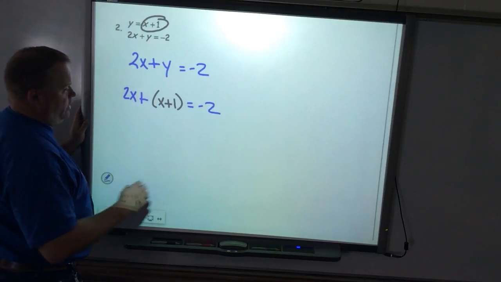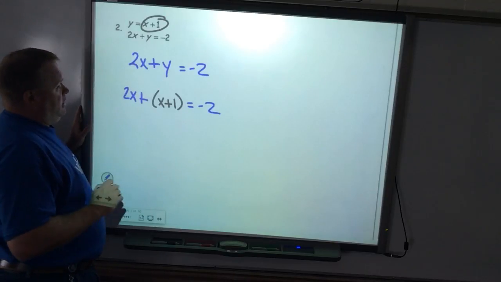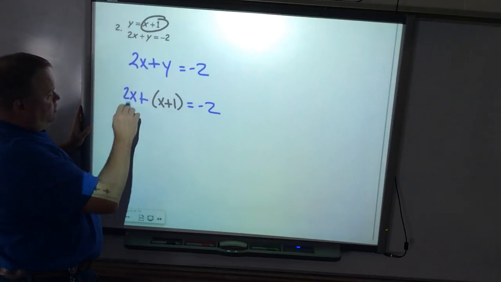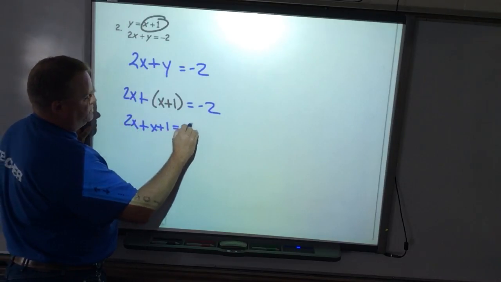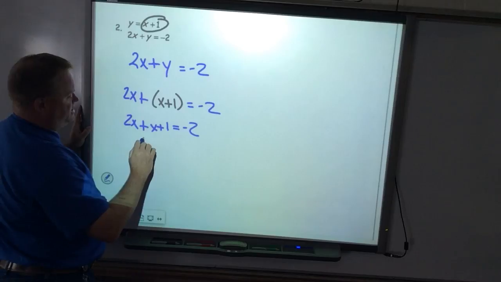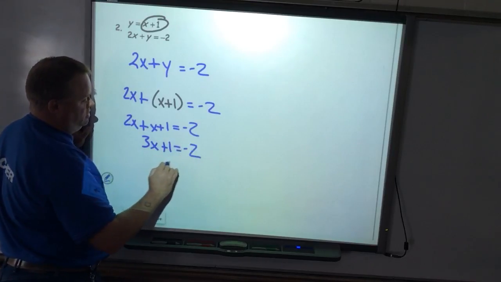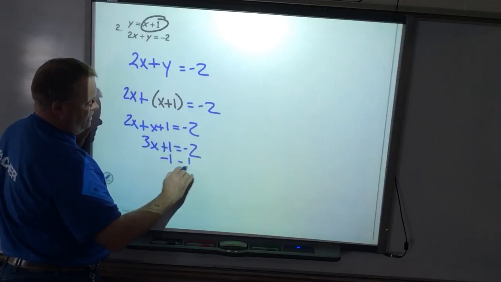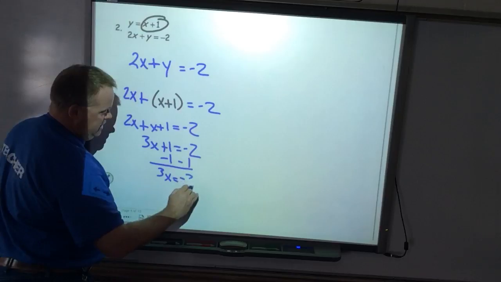Now I can just go ahead and solve. Combine like terms, do all my order of operations. So I have 2x plus x plus 1 equals negative 2. 2x plus x is 3x plus 1 equals negative 2. Move that 1 to the other side. Gives me 3x equals negative 3.